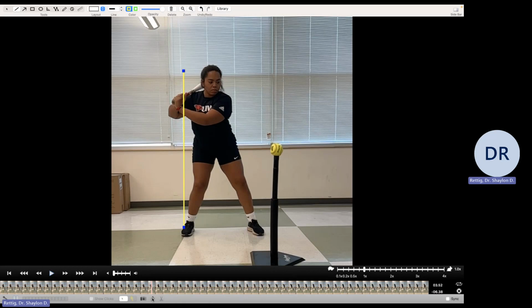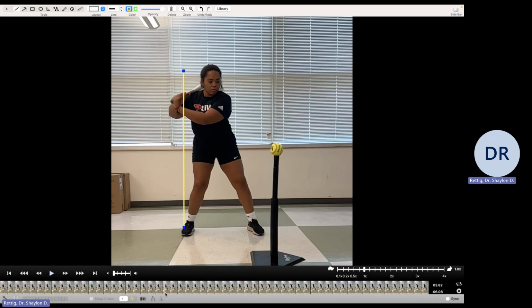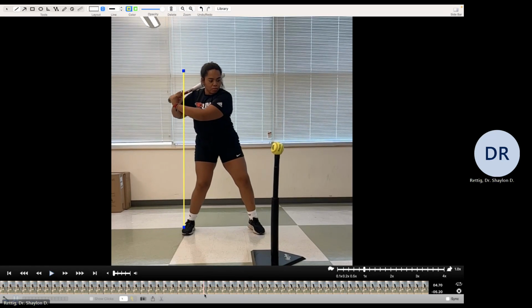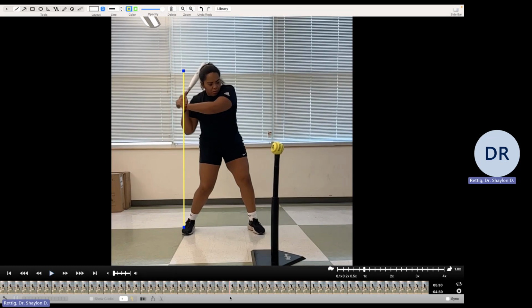Next thing we look for is loss of posture. So we take you from your negative move, which is your move away from the pitcher, all the way to heel plant, which would be about right there for you. All right, so that little motion there.